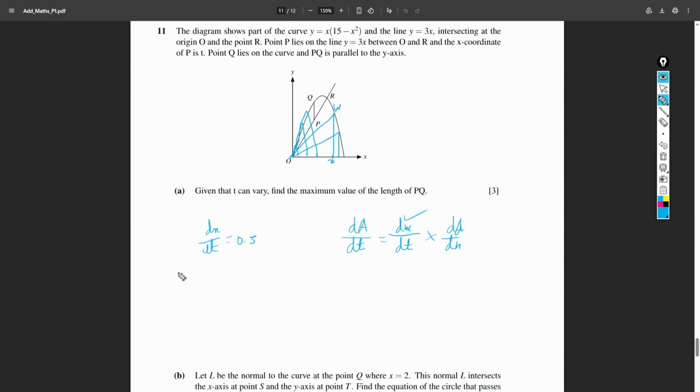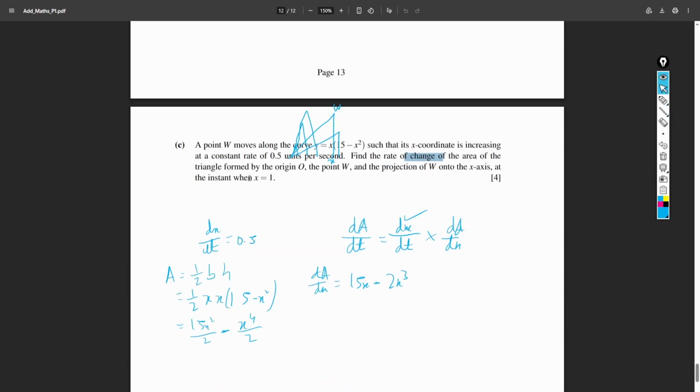And since it's a triangle, what is the formula? The area will be half into base into height. And what is the base? The base is simply x, and the height is W, which is 15 minus x square. So this becomes 15x square by 2 minus x to the power 4 by 2, and we need to find dA by dx. So dA by dx is simply the derivative, which is 15x minus 2x cube, and we need to find it at the instant when x is equal to 1.